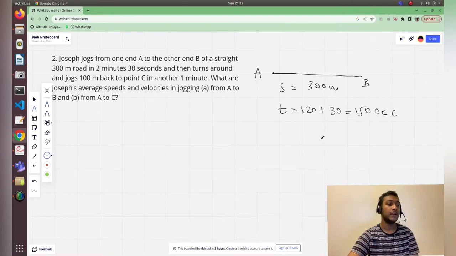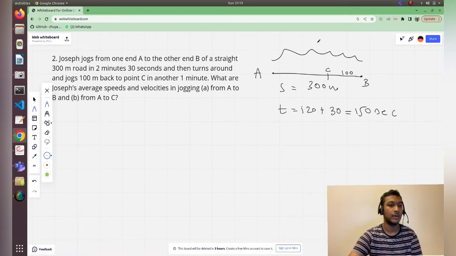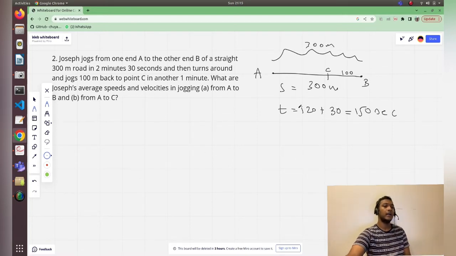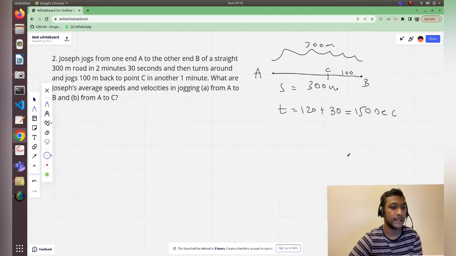Okay, and then turns around and jogs 100 meters back to point C. So this is C and this is 100 meters. Okay, and this entire length is 300 meters. Okay, in another 1 minute. So that is taking another 60 seconds. What are Joseph's average speeds and velocities in jogging from A to B and from A to C?